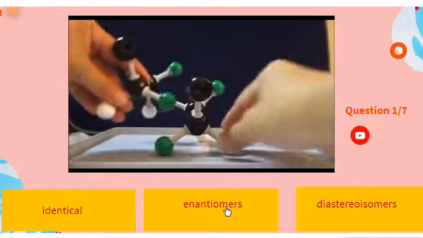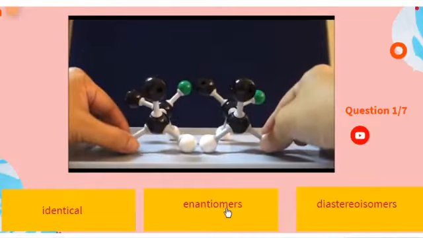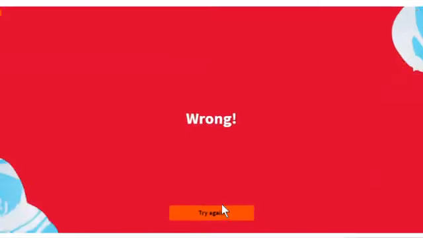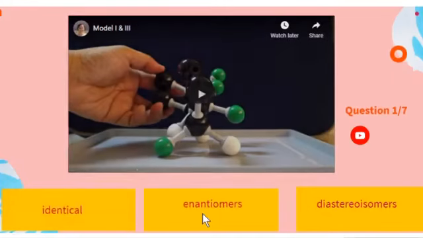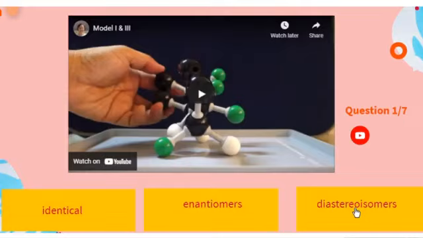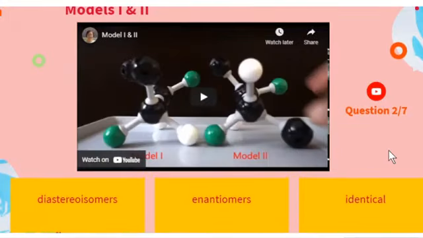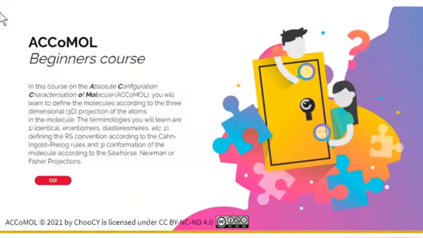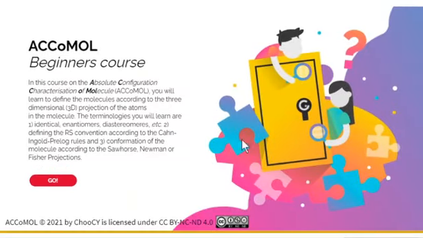So let's say if you think it's enantiomers, you click on enantiomers. And if it's wrong, it will show you wrong. You can try again. Then you press on another one if you think that is correct. You continue doing so, there are altogether 7 questions there. And you can go back to the home, which is at the beginning of the slide.